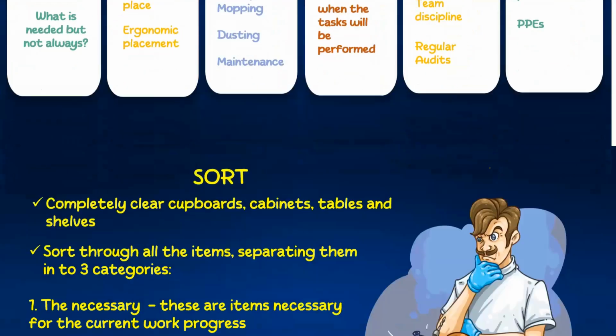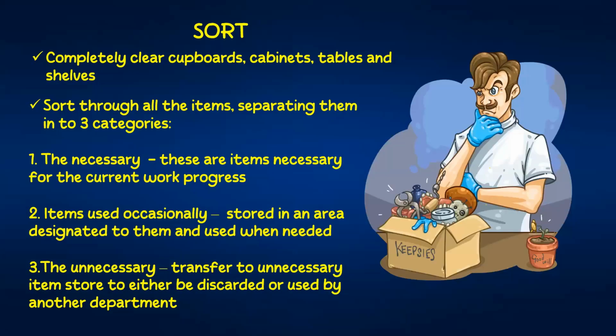So we will go into sort now. Sorting is, as we said, the first things you do is you remove everything from all the storage spaces so that everything is visible. After you do that, you're going to categorize the items as necessary, occasionally necessary, and unnecessary. So items that are necessary are going to move to step 2, which is the step of setting items. The items that are occasionally necessary will be stored in a space designated to them. And those ones that are not necessary can be either discarded or sent to other departments.